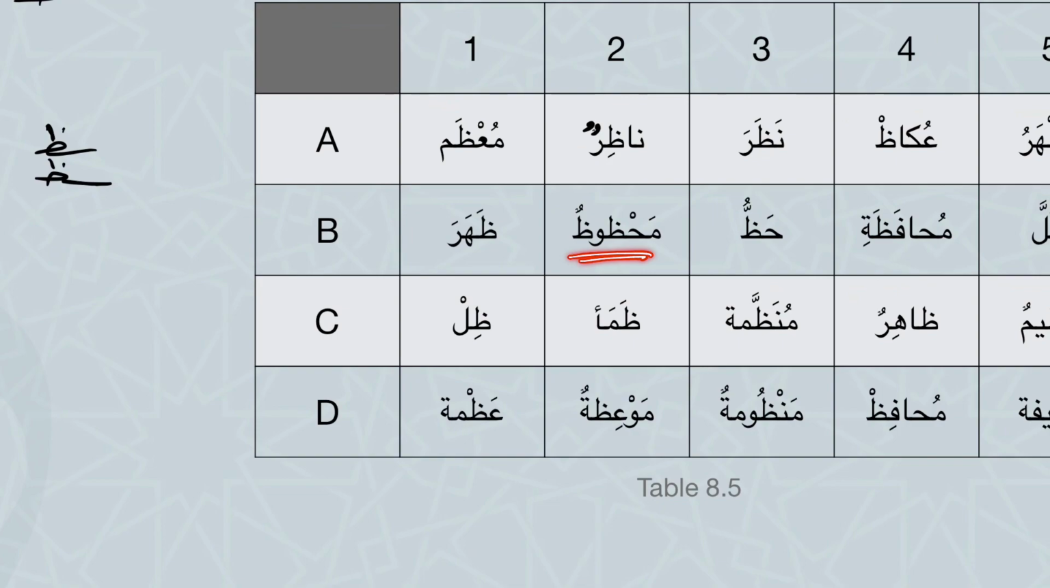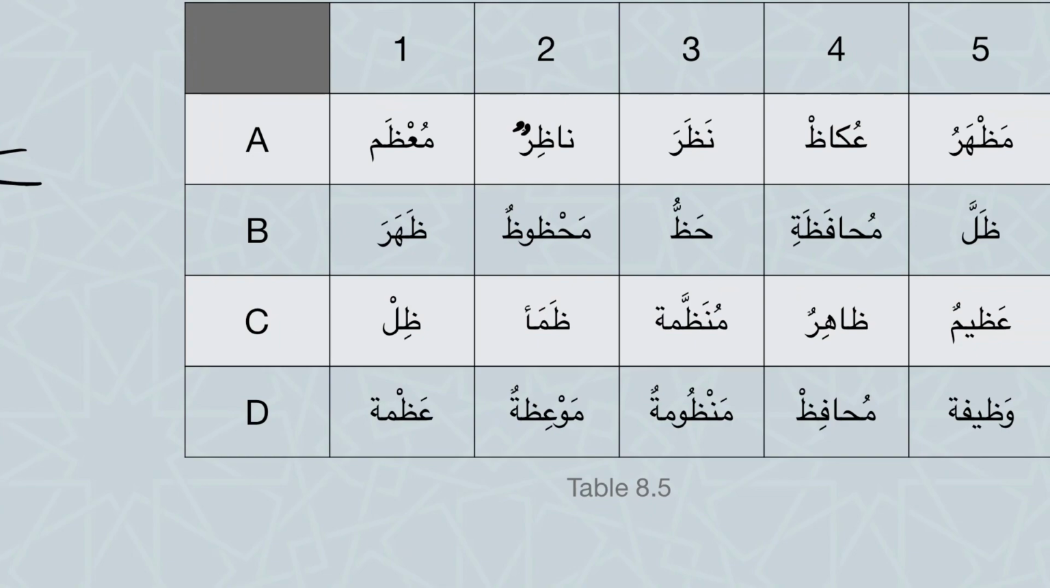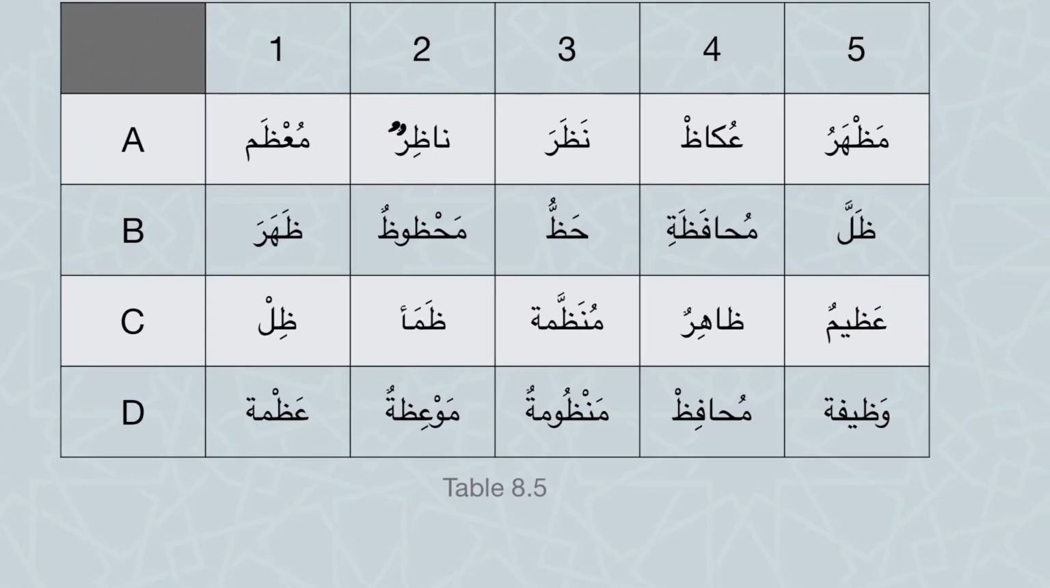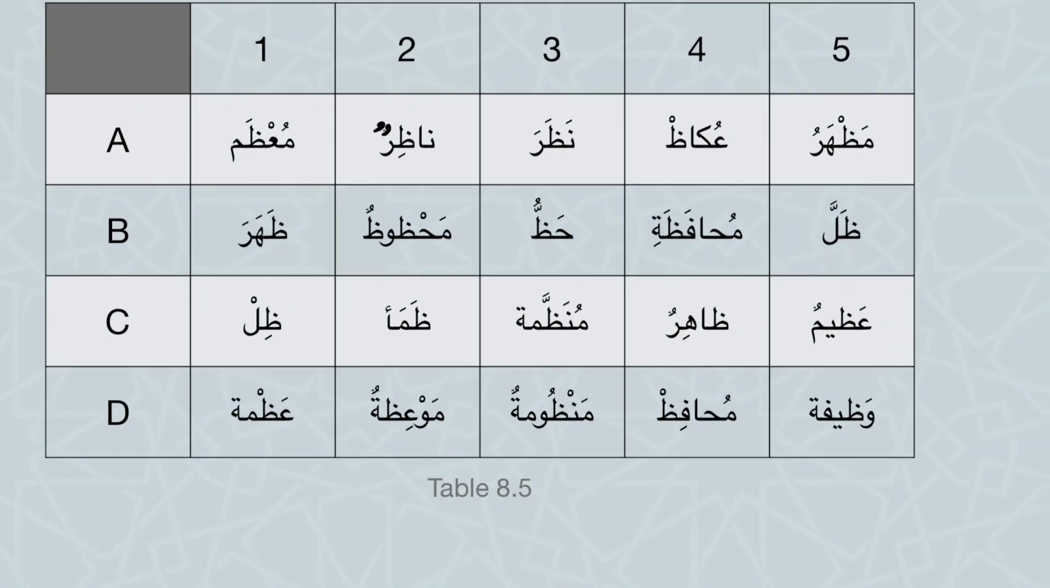So let's jump to the next word. محظوظ. Again, the tip of your tongue next to your upper front teeth. More practice is needed. حظ. Close. محافظتي. We're getting there, but more practice.